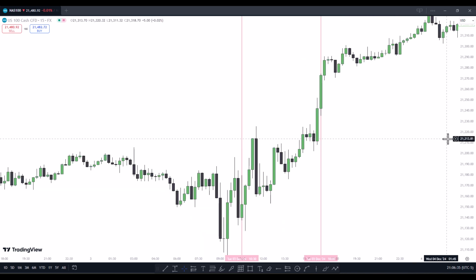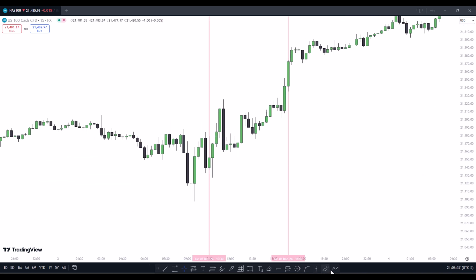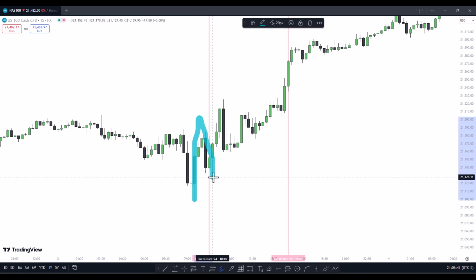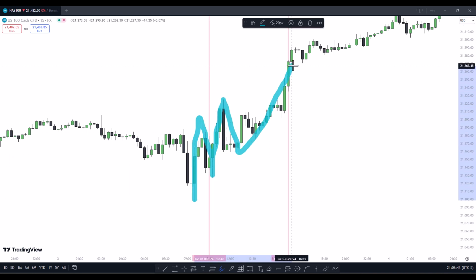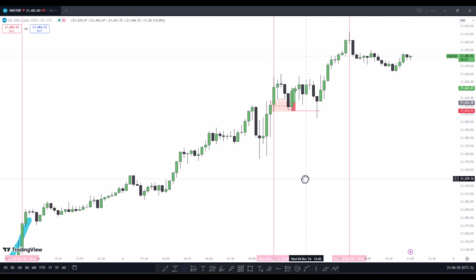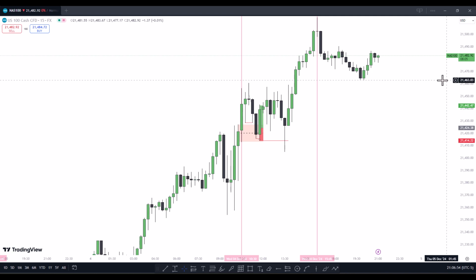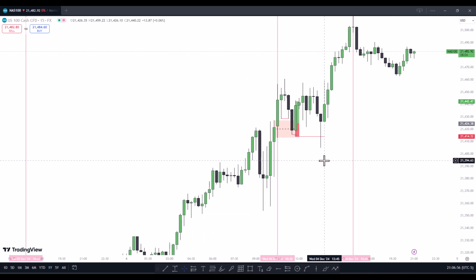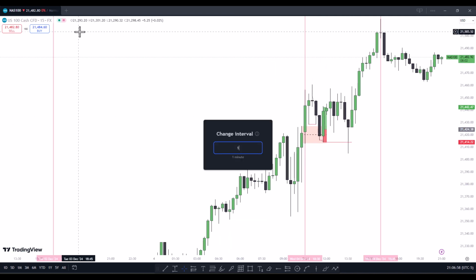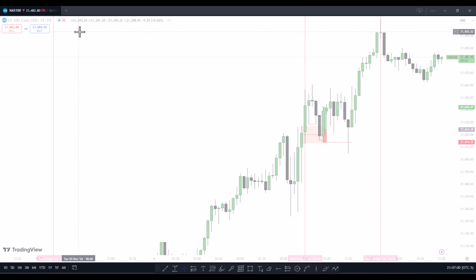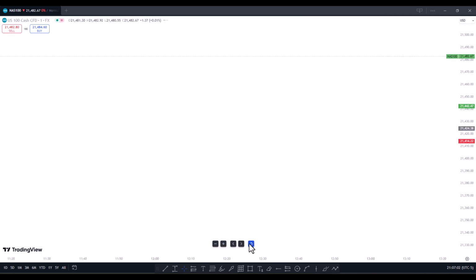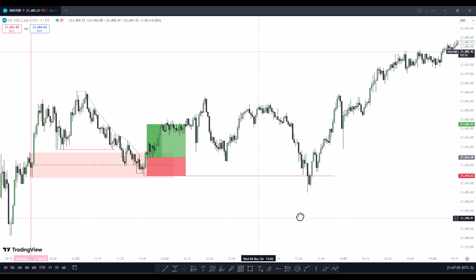And yesterday you can also see that we have an expansion, pullback, expansion, pullback, another expansion. These are the characteristics of trending days. You will see the legs very clearly. So let's dig deeper into the lower time frames and start with the first trade.